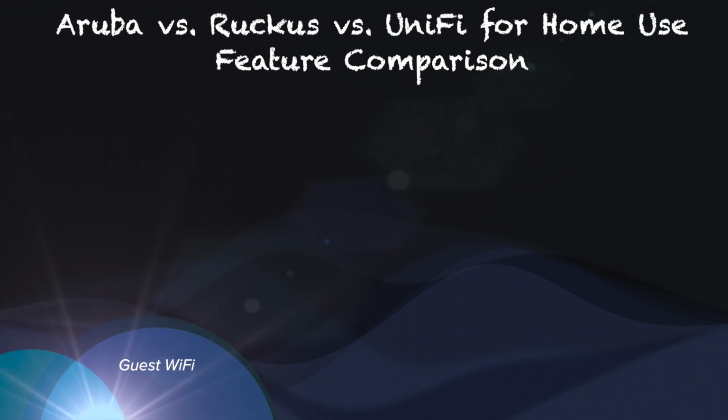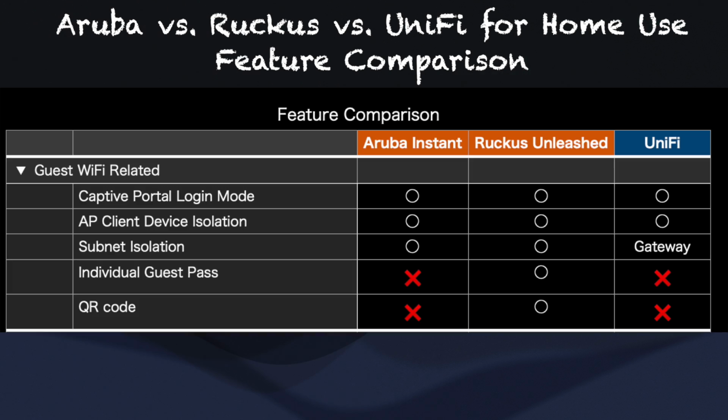Many home users like to set up guest Wi-Fi, where guests can use your home Wi-Fi but do not have the ability to access any of your home network devices. All three systems support guest Wi-Fi setup. One of the differences is the ability to isolate the subnet or inter-VLAN connection. Both Aruba Instant and Ruckus Unleashed offer access point level configuration to block inter-VLAN networks, while for UniFi, this needs to be done at the level of the router.